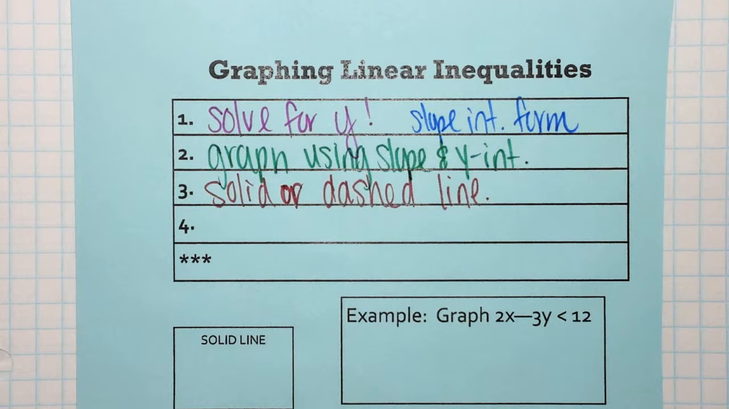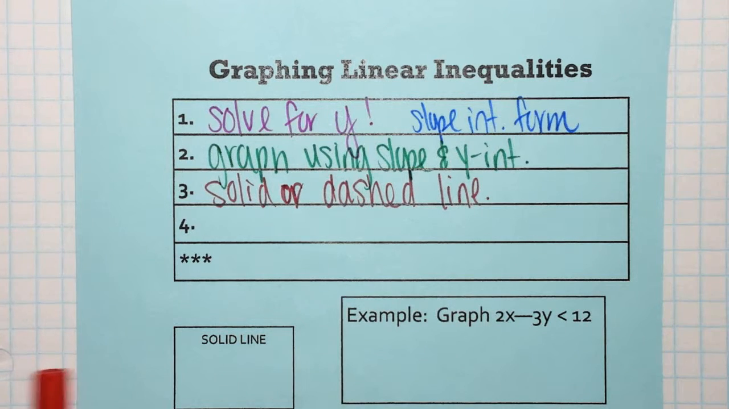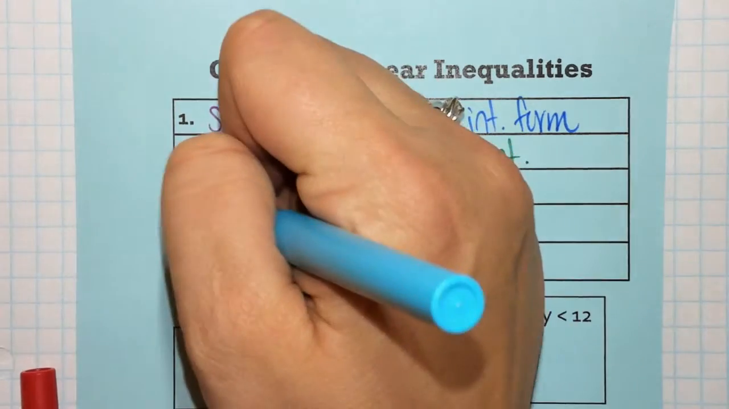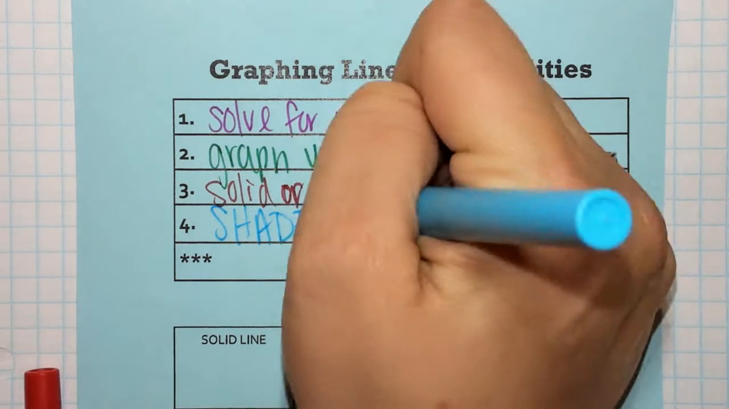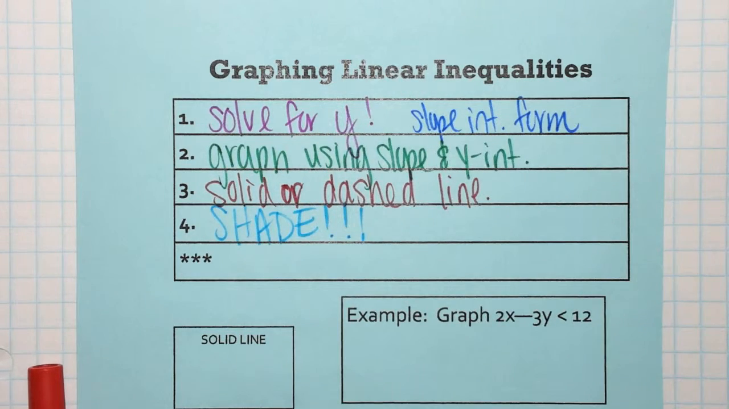Fantastic. Give your team a point. So we have a dashed line when it doesn't have a line under it. And the last step, the most important step, is to shade. Not throw shade, because you're not an umbrella, or a cloud, or an awning.